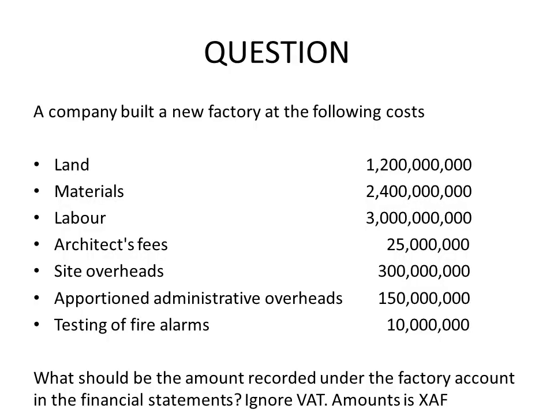So here we go. This is the question. A company built a new factory at the following costs: the cost of land, the cost of material, labor, architect fees, site overheads, apportioned administrative overheads, and testing of fire alarms. The requirement is to know what amount should be recorded under the factory account in the financial statements. We are required to ignore VAT, and all amounts are in francs CFA. So what amount should be recorded under the factory account in the financial statements?